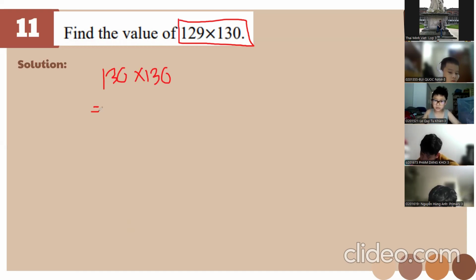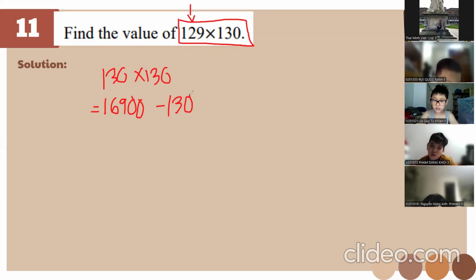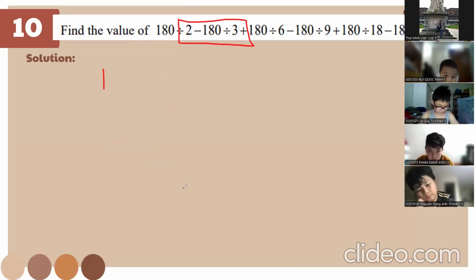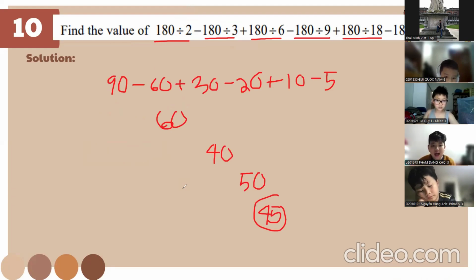So, we have here 130 times 130. We'll have 16,900. And to get this one, we can just minus the 130 on this one. Okay? So that makes it quick, right? It is 16,770. Yes. Okay. So question 10 is 45 for the one who was asking on the chat. This is the solution. Okay?